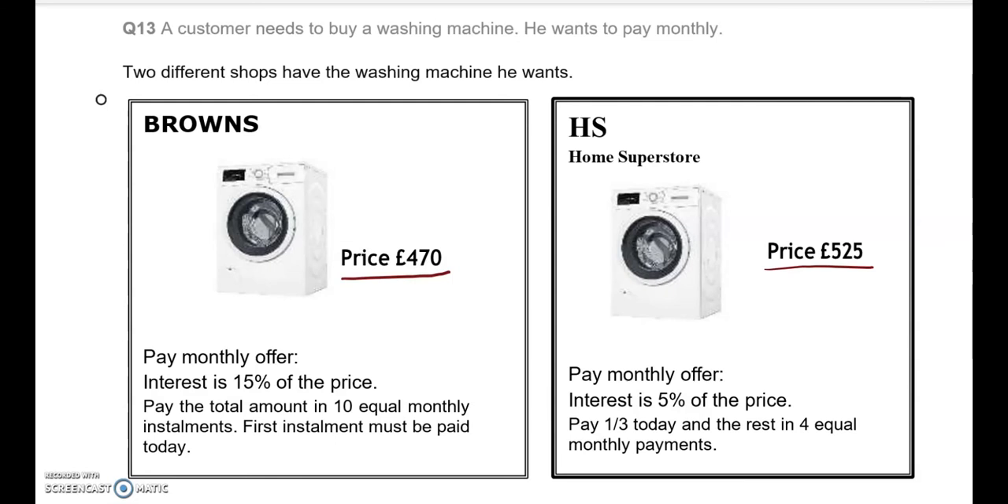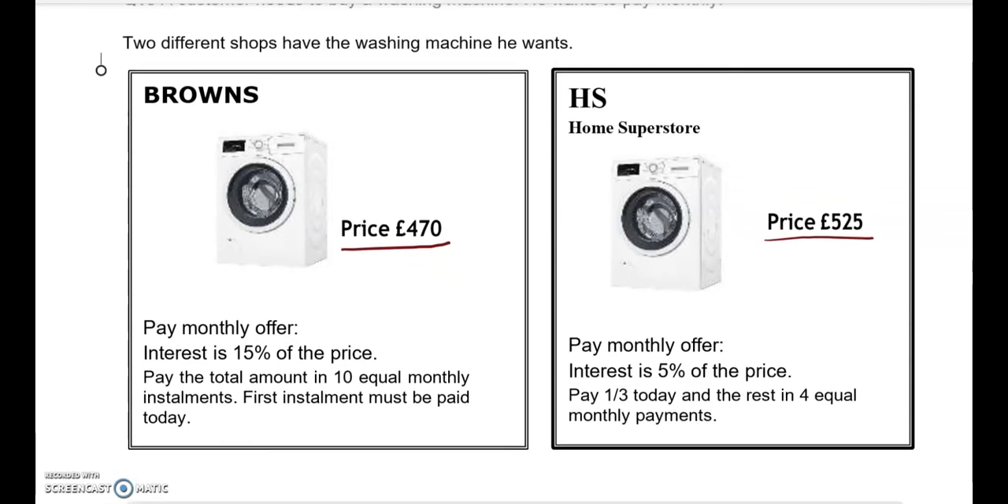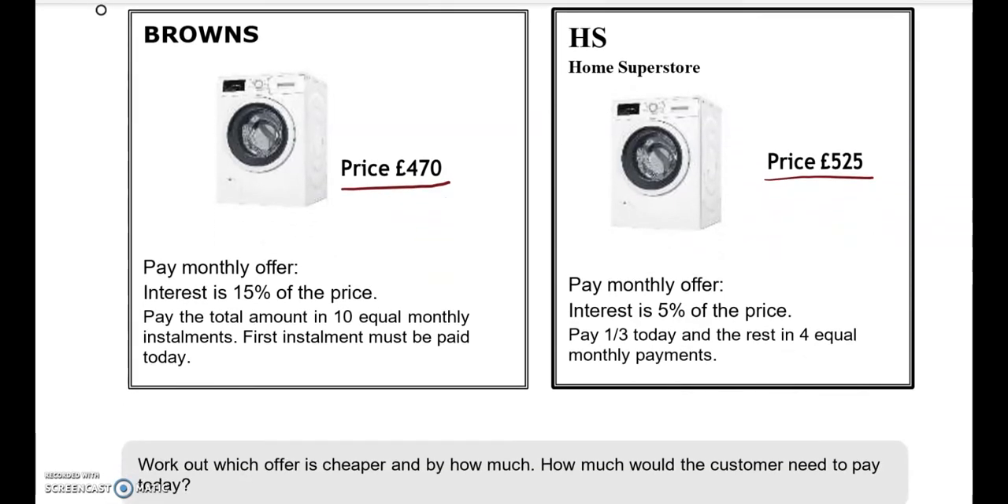Pay the total amount in 10 equal monthly installments. First installment must be paid today. And the other offer, which is interest is 5% of the price, pay 1/3 today and the rest in 4 equal monthly payments. And the question is, work out which offer is cheaper and by how much. How much would the customer need to pay today?